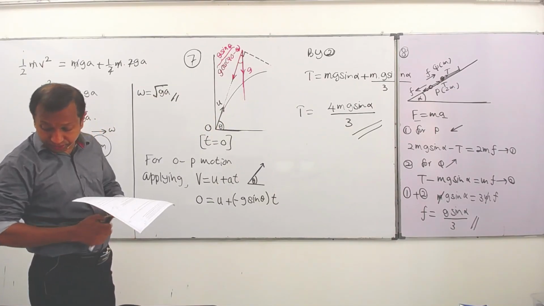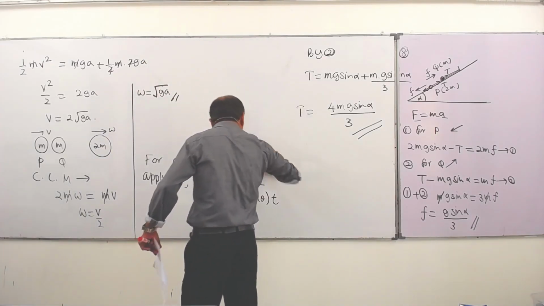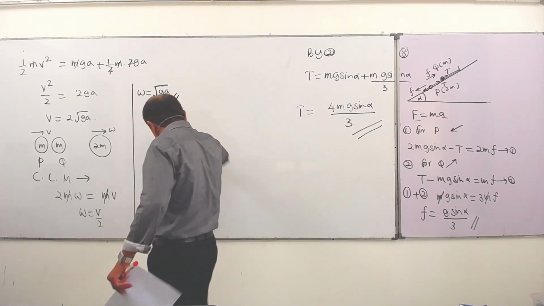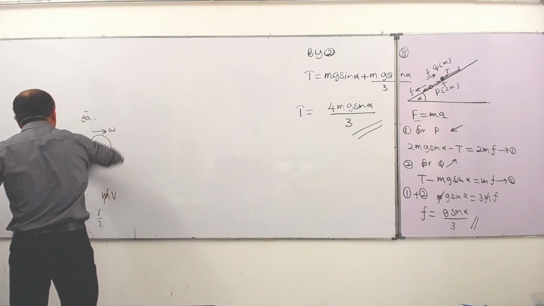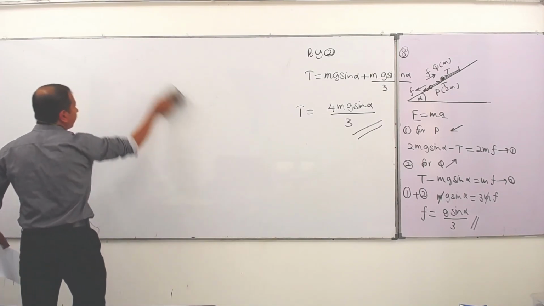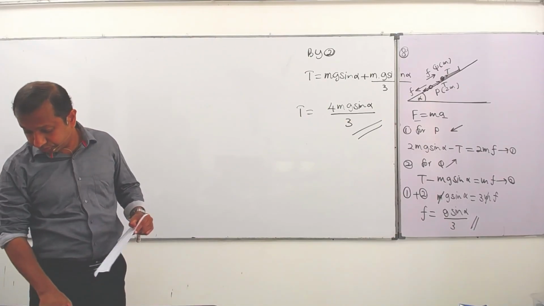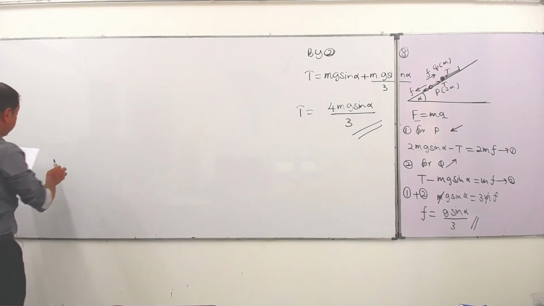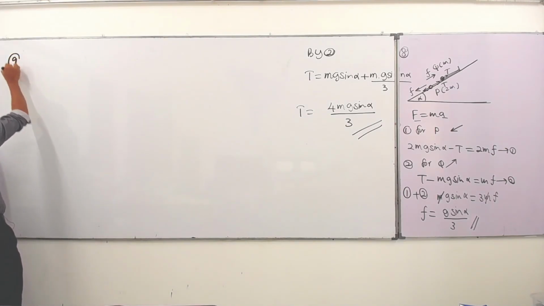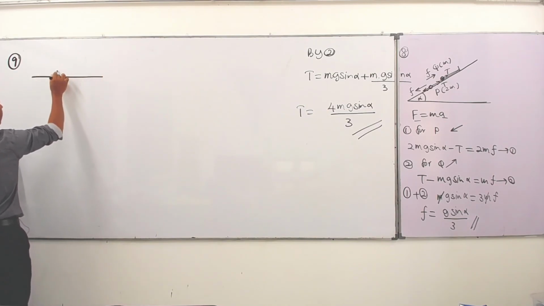Number 9, work, power, energy. There you are given a car moving with constant velocity v meters per second along a level road. This is the car.